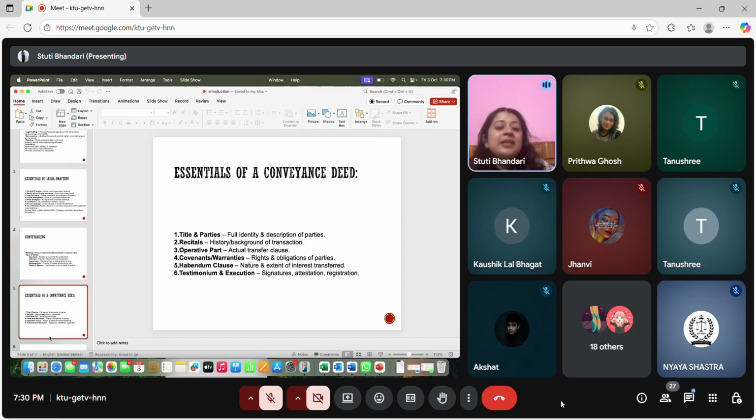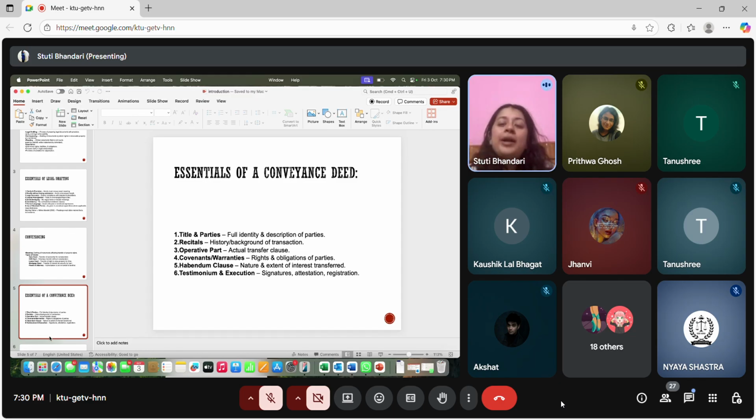Then comes the recital. So whatever the history of the transaction is, from where you have bought it. If I am transferring a property, obviously I might have also bought it from someone, or I might have also got it through succession. I might have acquired it from some source. So I will put that in recital.